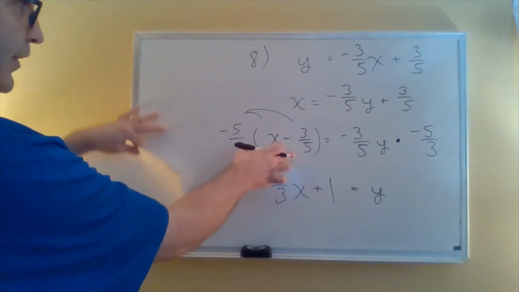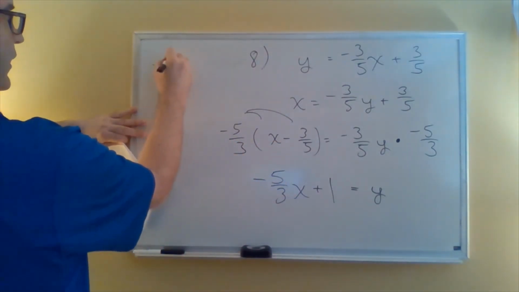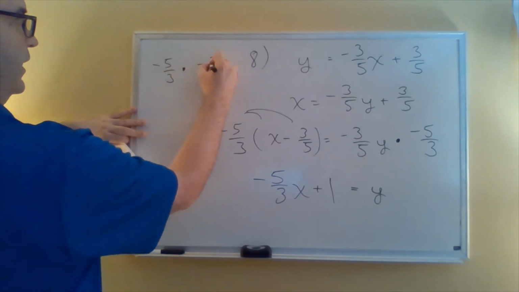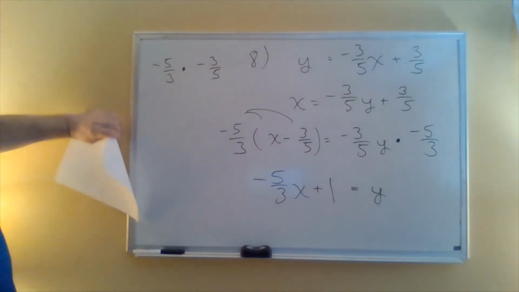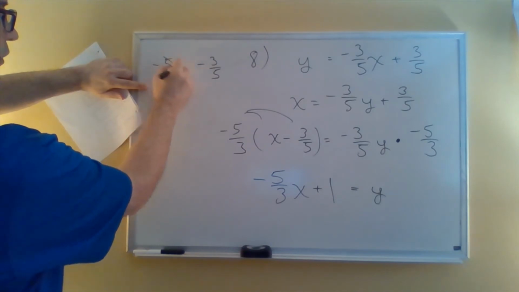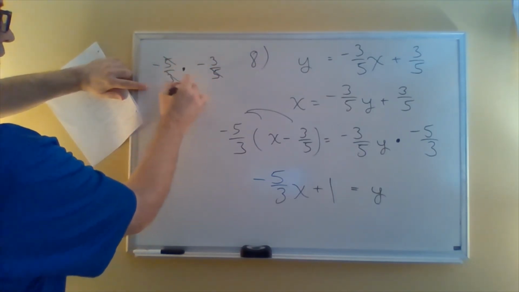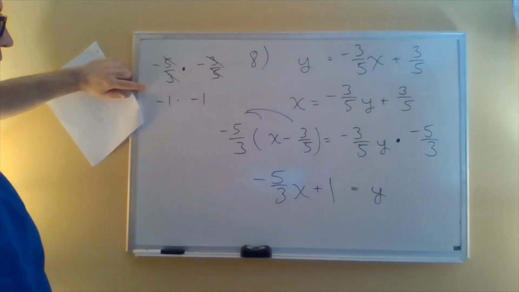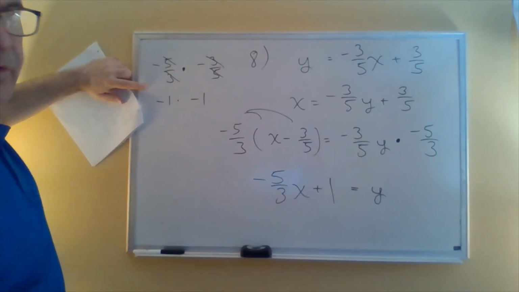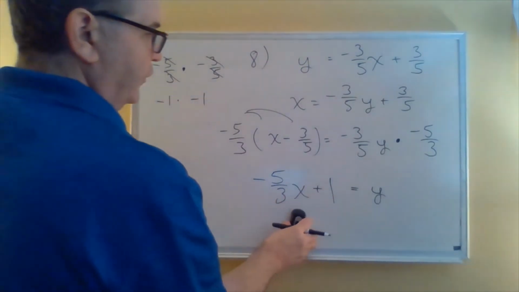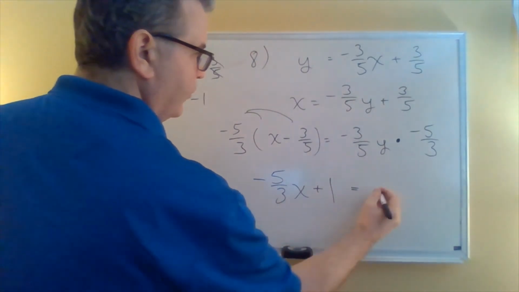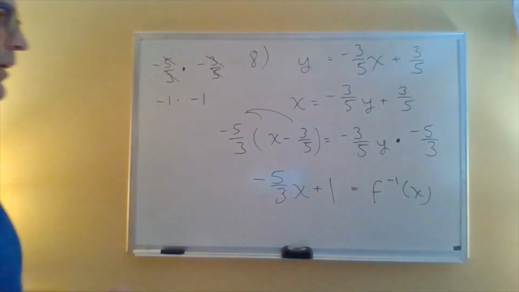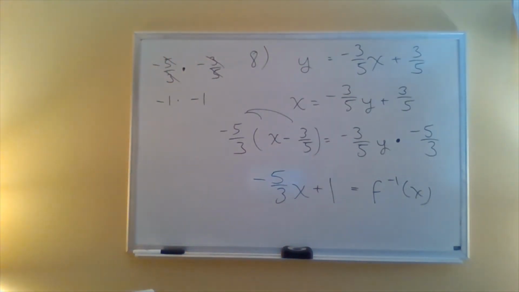So if I lost you on this fraction part here, negative 5/3 times a negative 3/5, let's look at this here. Our 5's cancel out, and our 3's cancel out. So we're going to be left with just negative 1 times negative 1. That's where I got the positive 1 from. So here's our answer, but we need to change that to the proper notation. So we have f to the negative 1 of x equals negative 5/3 x plus 1.